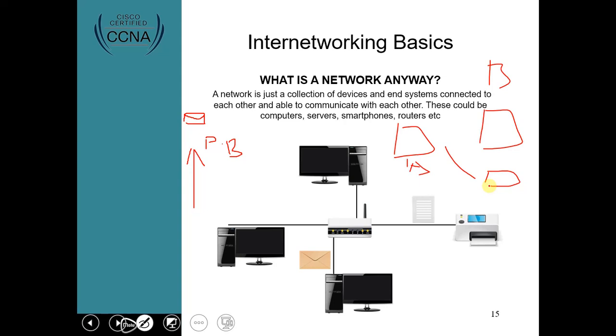So this is all about communication. Networking is about a collection of network devices being able to communicate with each other. These network devices can be a computer, a server, a printer, your smartphones, your routers, your switches, your firewall, being able to communicate with each other and sending packets and information across.